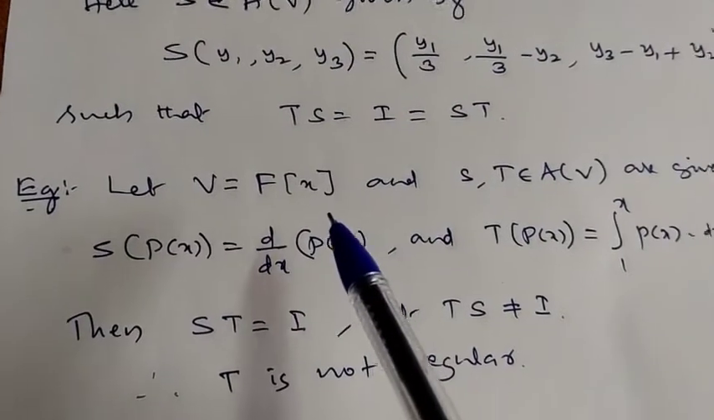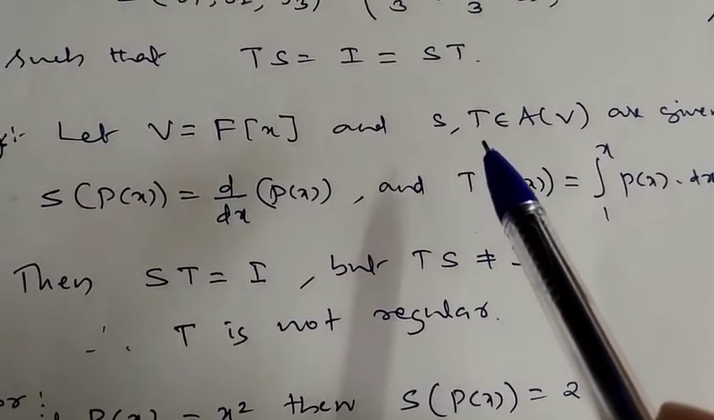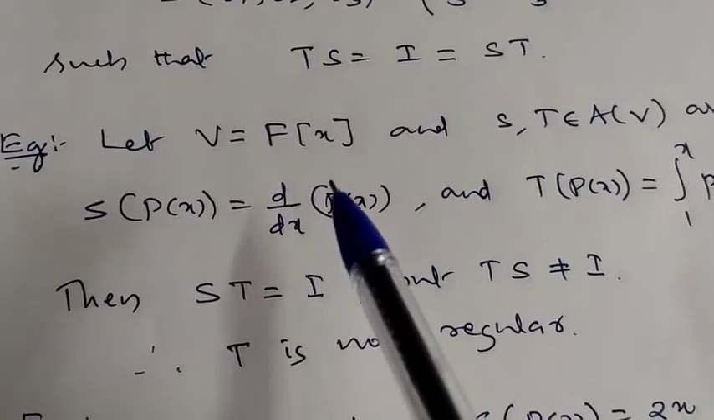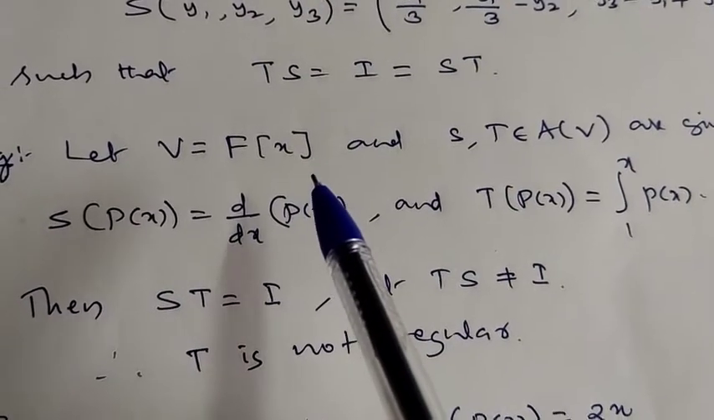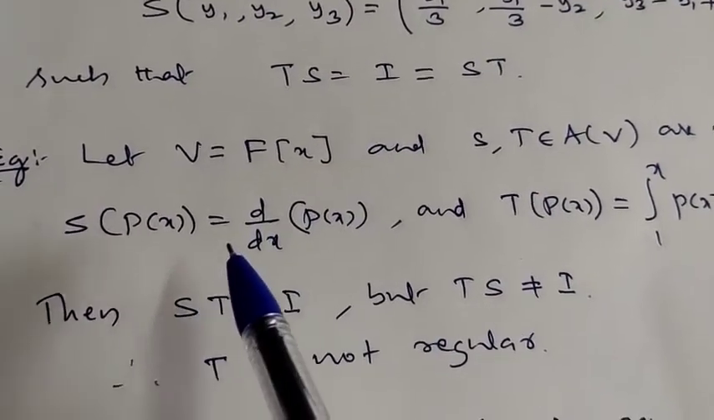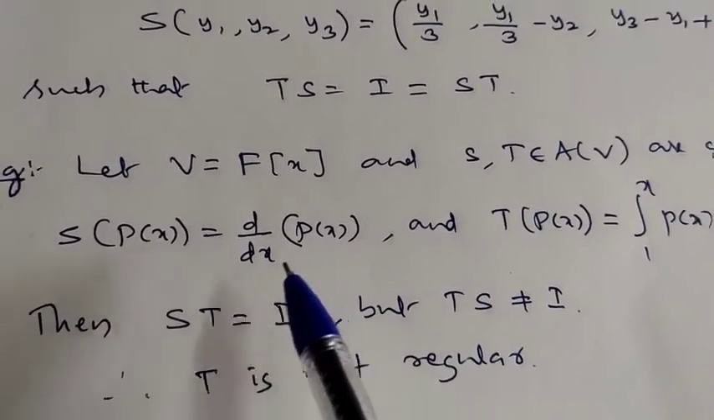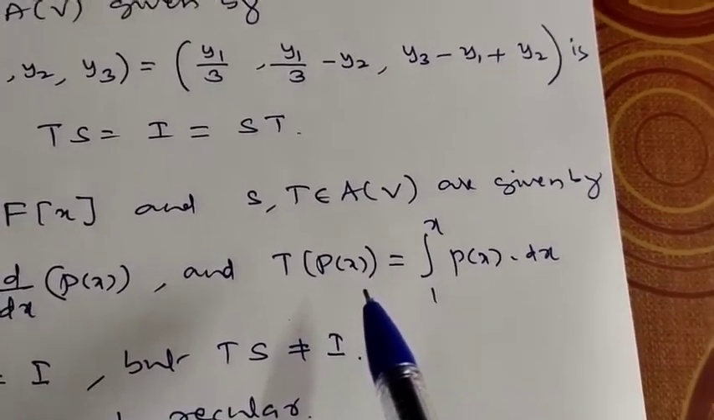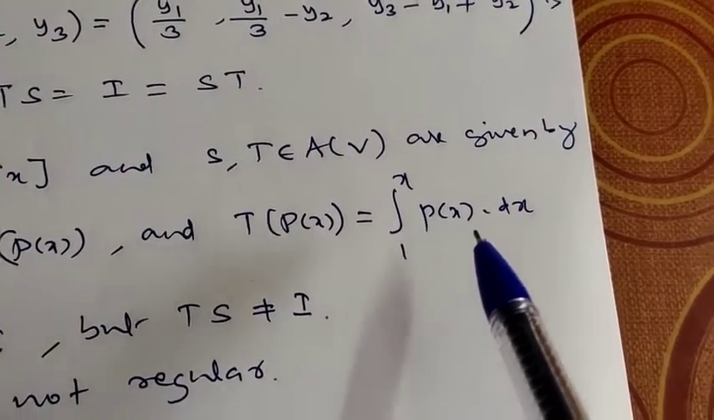Now let us take up the other example. Suppose V is the set of polynomials. Define two transformations, S and T from V to V, belonging to A of V, by S of P of X, where P of X is any of the polynomials. You define S of P of X to be the derivative d by dx of P of X. S is the differential operator, and the other transformation T from V to V is defined by T of P of X equal to the definite integral from 1 to X of P of X dX.